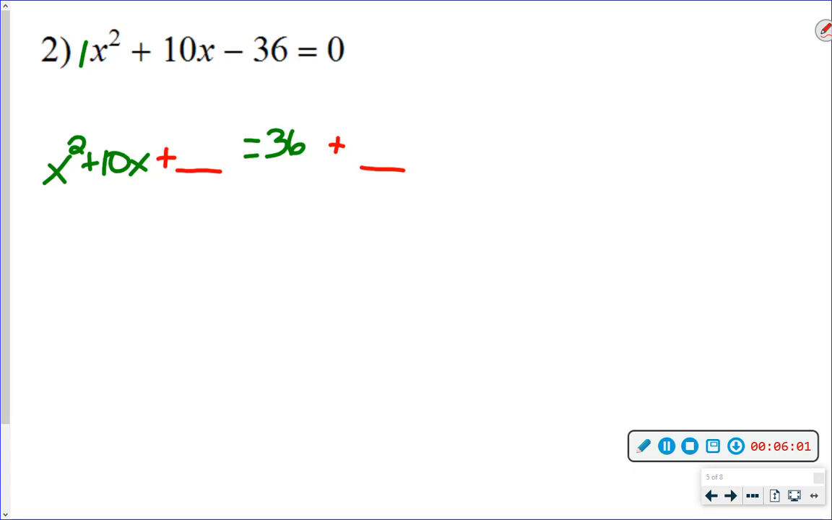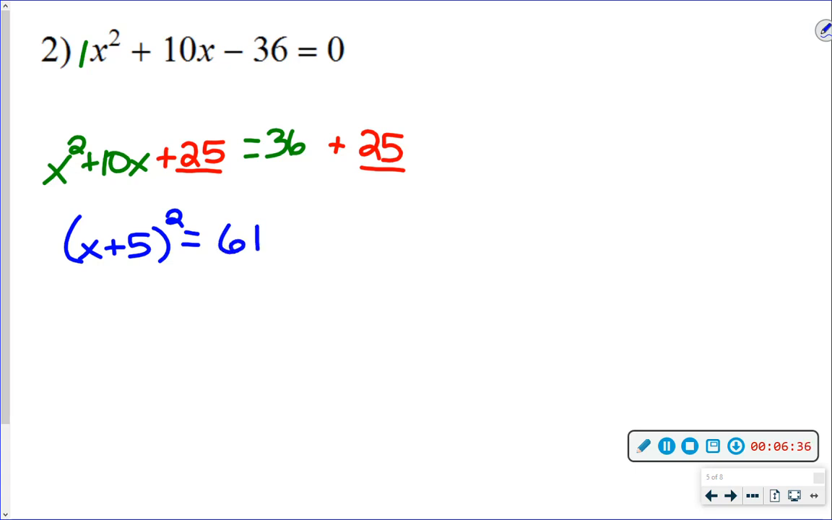Now, let's mentally complete the square. I'm going to do half of b, so half of 10, and then square that. What's half of 10 squared? Final answer, 25. And again, the purpose of the 25, it's forcing the left side to be factorable. So what two numbers multiply to 25 and add to 10? 5 and 5, yep. So let's combo it to x plus 5 squared. 36 plus 25.